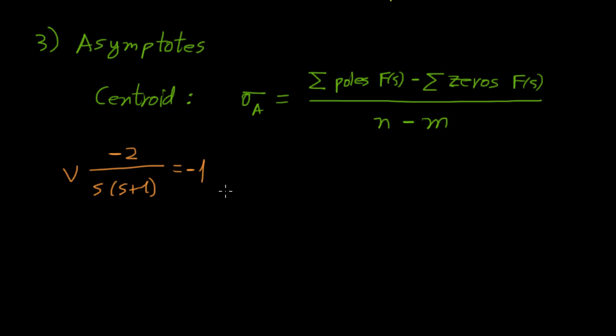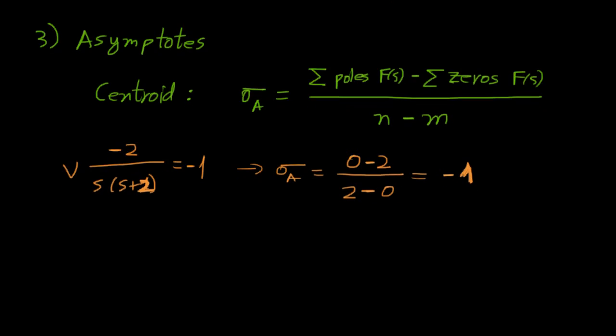For this characteristic equation, the centroid sigma a is the sum of all the poles, so 0 minus 2, minus all the zeros, which since there are no zeros we don't have to subtract anything, over the number of poles, that's 2, minus the number of zeros, that's 0, so this is minus 1. The centroid of the asymptotes is at minus 1.